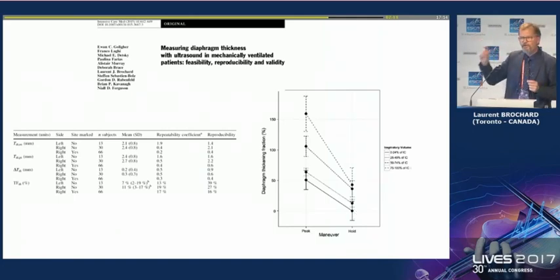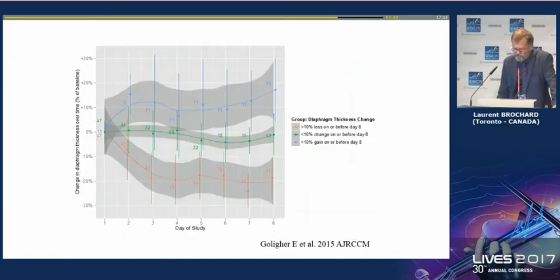So the increase in thickness you see during contraction is not explained by change in lung volume, but is really explained by diaphragmatic contraction. If you go to very high lung volume, then you may have an effect of the lung volume by itself. So I think we know quite well how it works and how it could be used clinically.